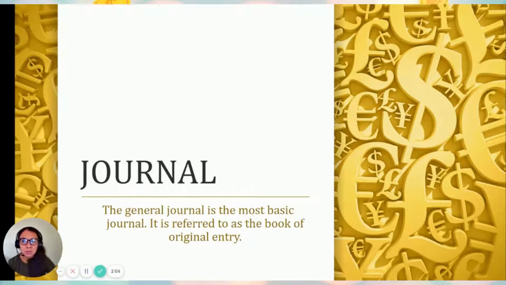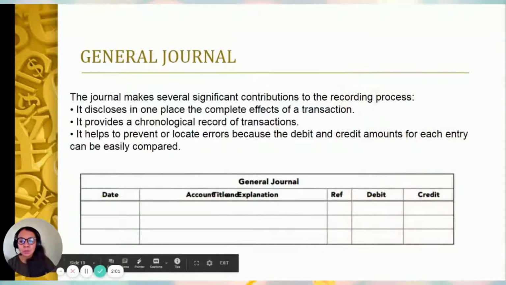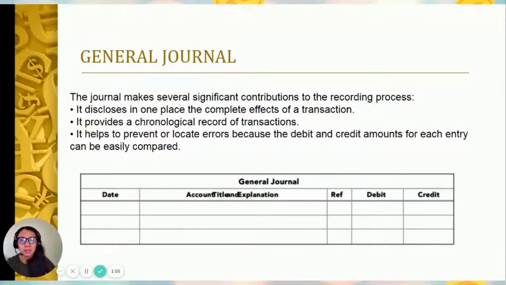And there are 2 types of journals. The first one is the general journal. The general journal is the most basic journal, and typically it has spaces for dates, account titles and explanations, references, and also 2 amount columns. As you can see in here, the journal makes several significant contributions to the recording processes. First, by disclosing in one place the complete effects of a transaction. In the general journal, you can see which account titles are affected. You can see how it affects the asset, the liabilities, or the owner's equity just by looking at the general journal.